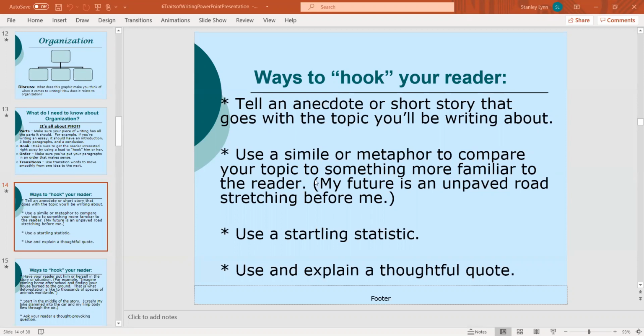Use a startling statistic. Again, you will not use this because you are analyzing someone else's; you're writing an essay to be analyzed by me. Use and explain a thoughtful quote.